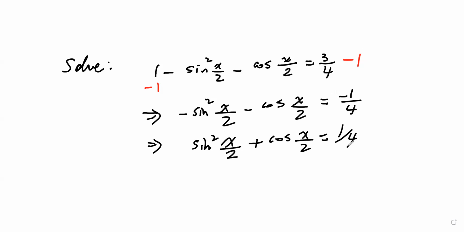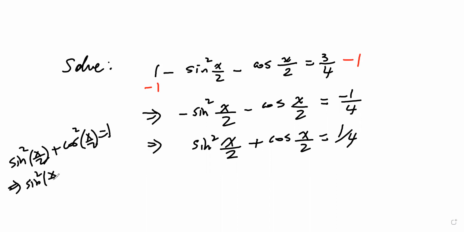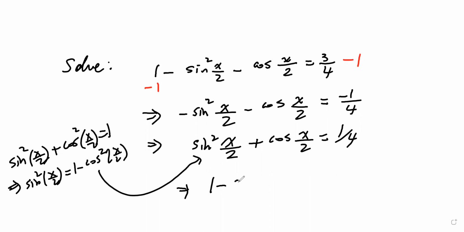Okay, we also know there is an identity here: sine squared x over 2 plus cosine squared x over 2 equals 1. And if I solve this for sine squared x over 2, that will be 1 minus cosine squared x over 2. So I'm going to substitute this right here, which now I have 1 minus cosine squared x over 2 plus cosine x over 2 equals 1/4.